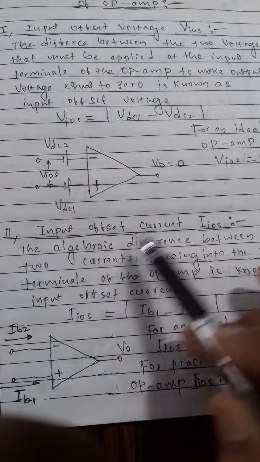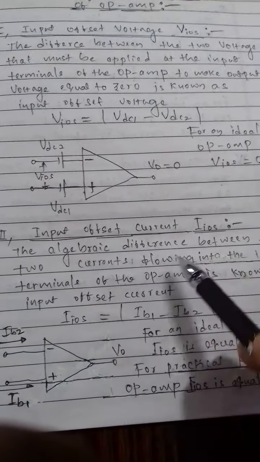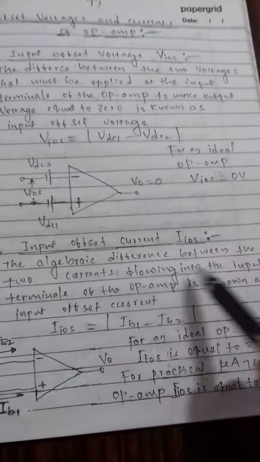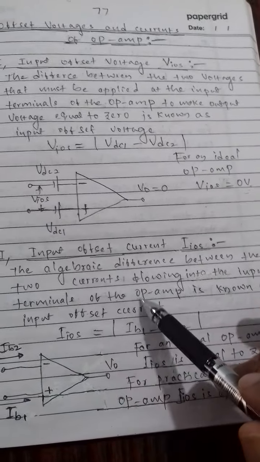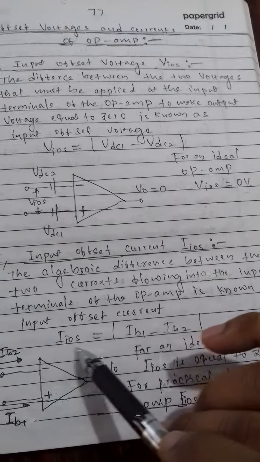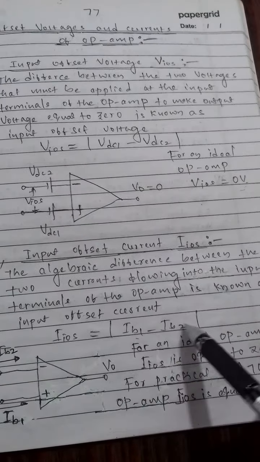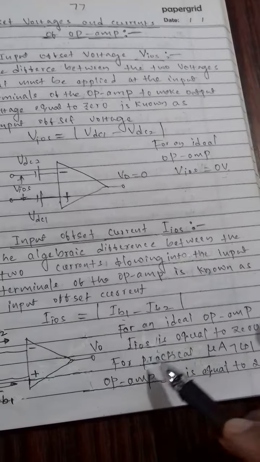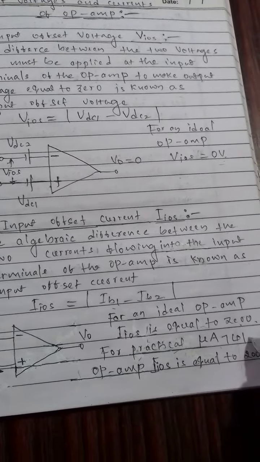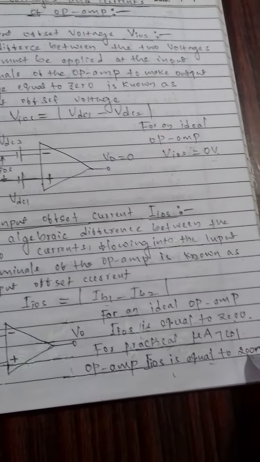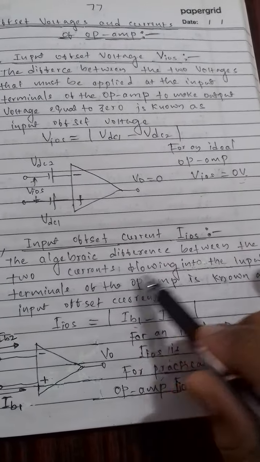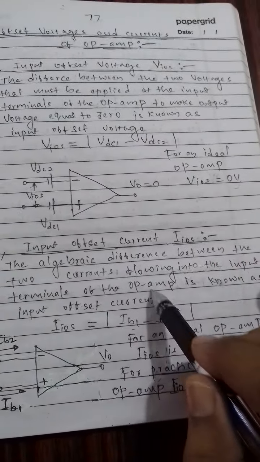Input offset current: the algebraic difference between the two currents flowing into the input terminals of the op-amp is known as the input offset current. That is, IOS is IB1 minus IB2. For an ideal op-amp, IOS is equal to 0. For a practical μA741 op-amp, IOS is equal to 200 nanoamperes.